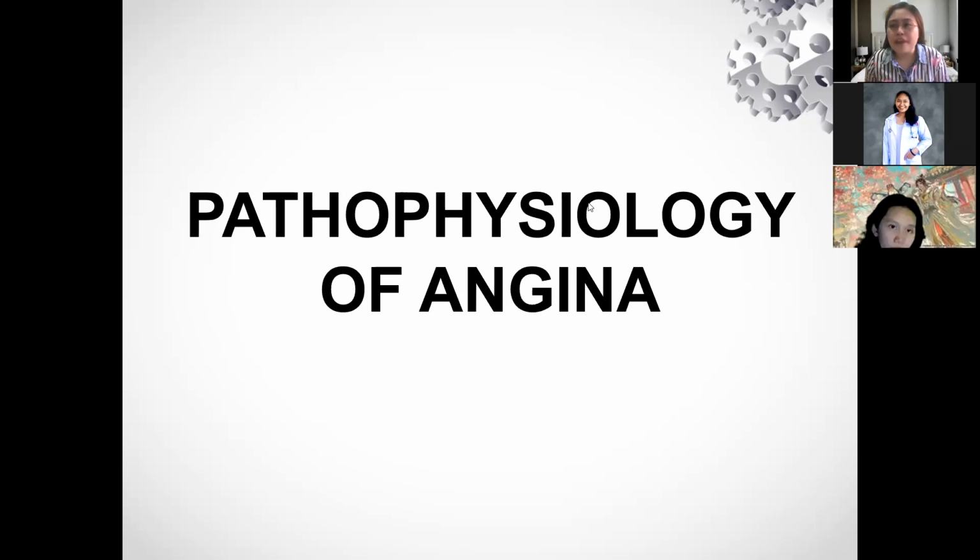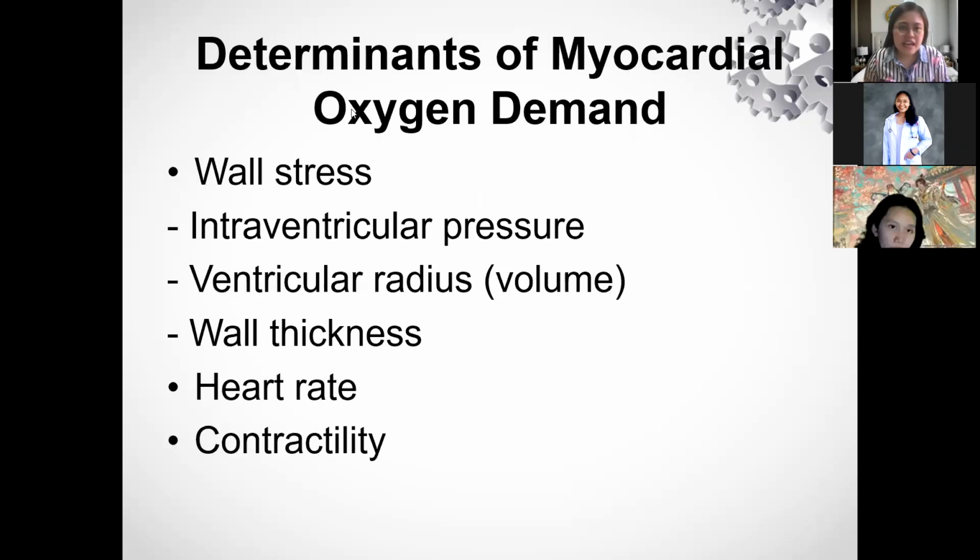So let's talk about the pathophysiology of angina. We have here determinants of myocardial oxygen demand. Paano nato ma-determine kung unsa kataas ang demand ni heart mismo for oxygen? So we have here the first one, the wall stress, and that includes intraventricular pressure, ang pressure mismo sa heart, ventricular radius or volume sa ventricle sa heart, and the wall thickness. So kung unsa kadako ang muscle sa heart, that will also determine the oxygen demand.